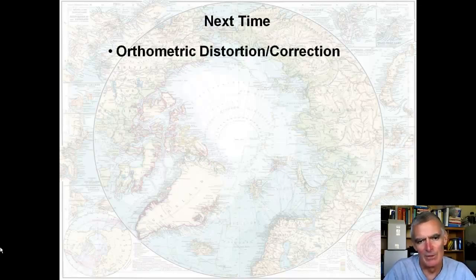Next time I'm going to talk about distortion and how we correct for distortion. You can imagine with all the geometry associated with this stuff, there's going to be distortion, and if we're going to put it on a flat map, we need to be able to correct for that distortion. So that'll be the next video.